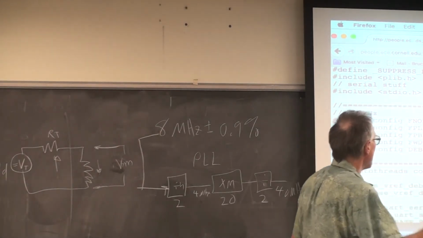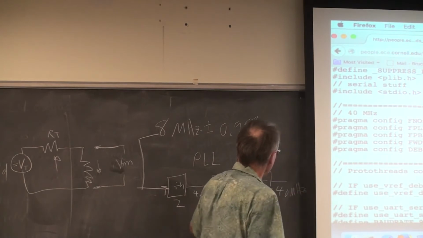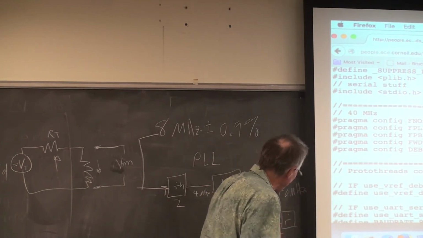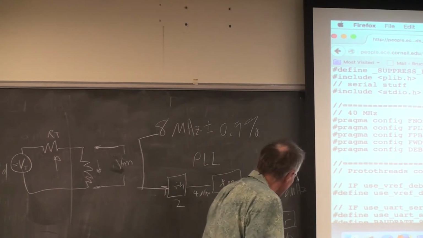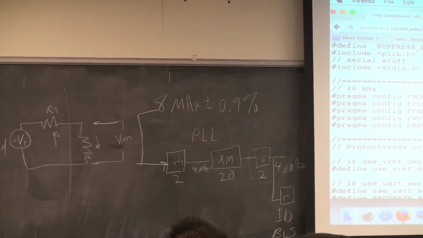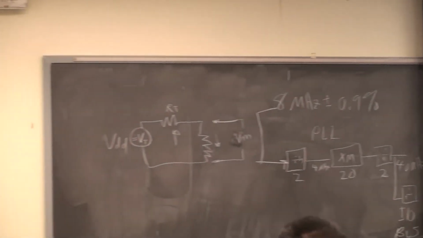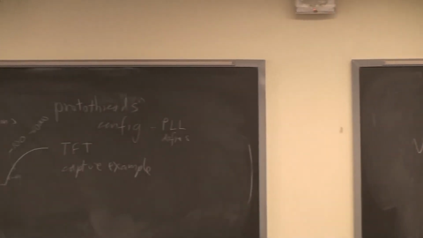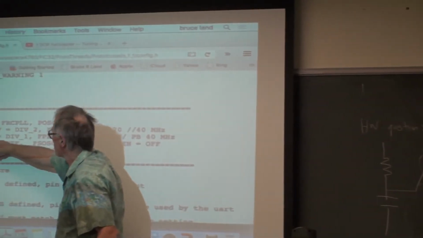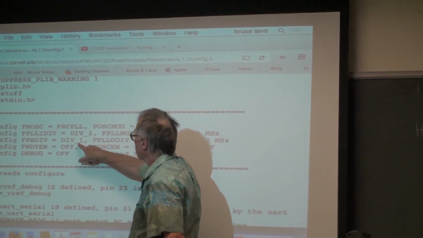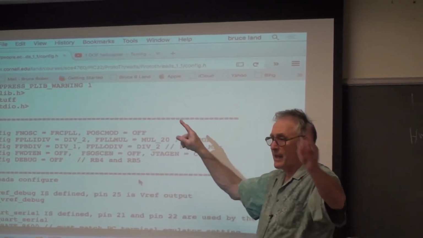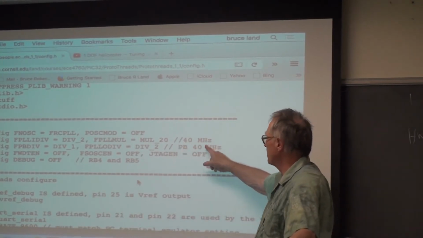Now, separately, you could take this frequency and do another divide to get the I/O bus frequency. The peripheral bus divider, I'm setting to 1. So the peripheral bus is running at 40 megahertz, as well as the CPU clock is running at 40 megahertz.